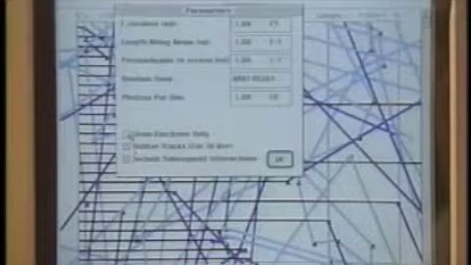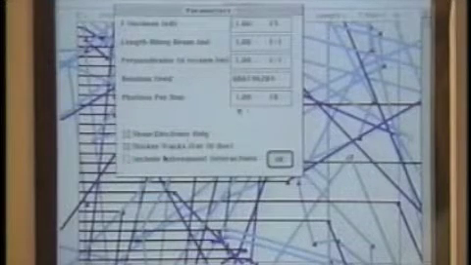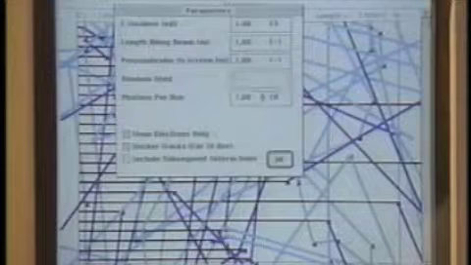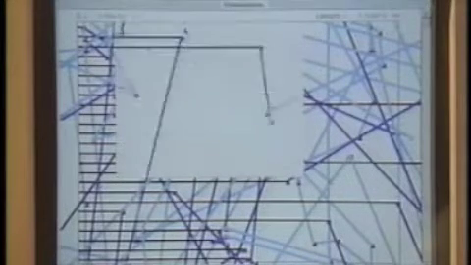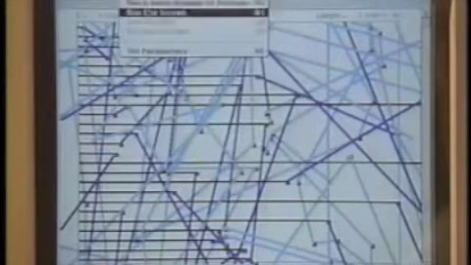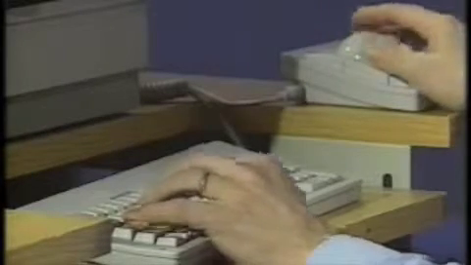In order to make the screen not be so busy, let's go back and set the parameters so that we only show the electron tracks. The first time I'll do it, I won't include the subsequent interactions. So we'll run those same 25 photons without including the subsequent interactions. And there you see where the electron tracks were. Here are the electron tracks with subsequent interactions included as well. You can see how much more energy has been transferred to the electrons by subsequent interactions.